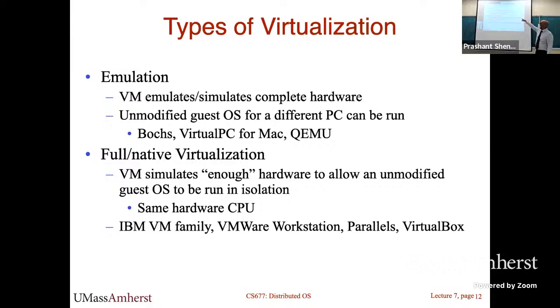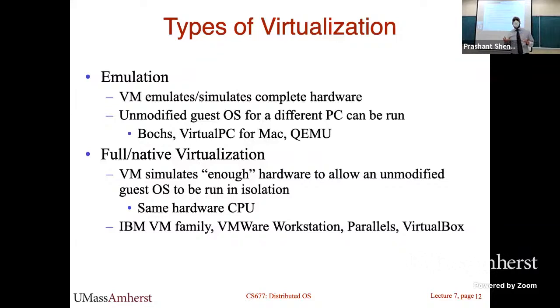Okay? So the first basic type of virtualization is called emulation. What emulation allows you to do is you can take a native machine, and then you can use the hardware and the software on that machine to emulate a completely different architecture altogether. Essentially, you emulate or simulate complete hardware. And because you are simulating the hardware of another machine, you can essentially use it to simulate any machine or any architecture you want. Okay? So that is what emulation means.